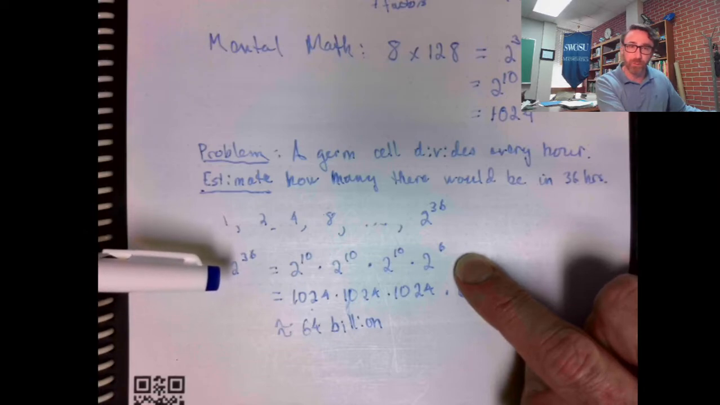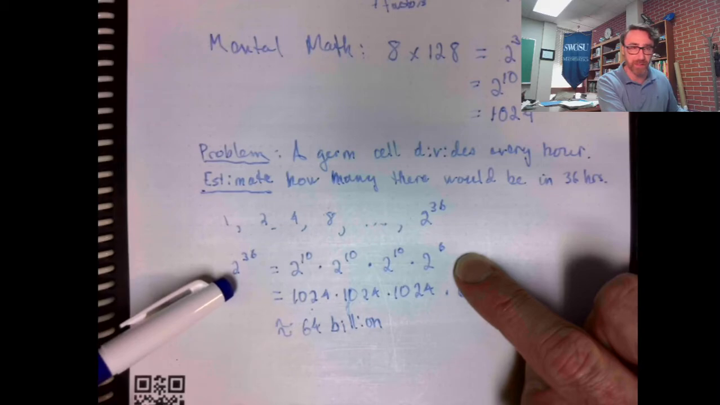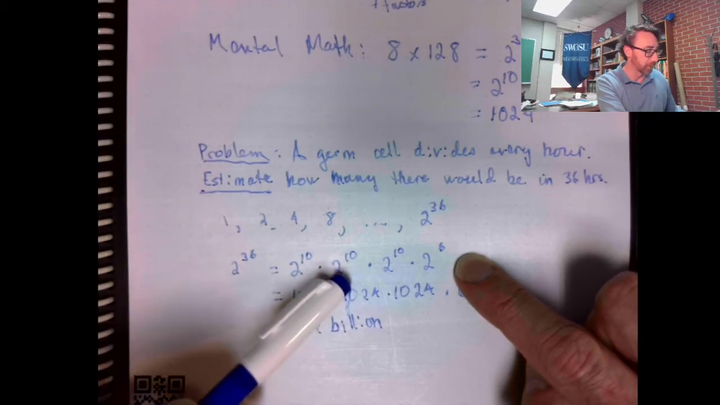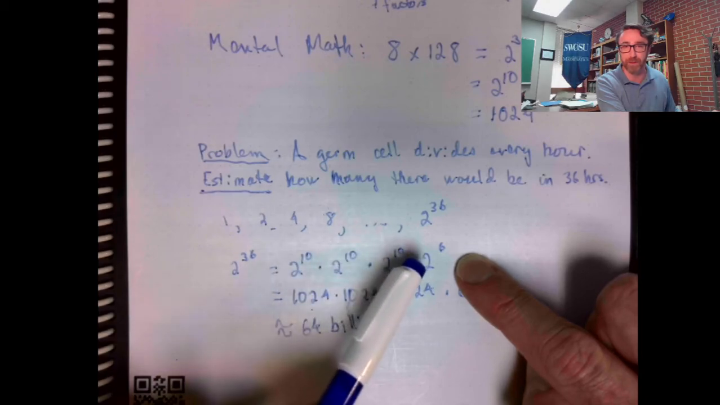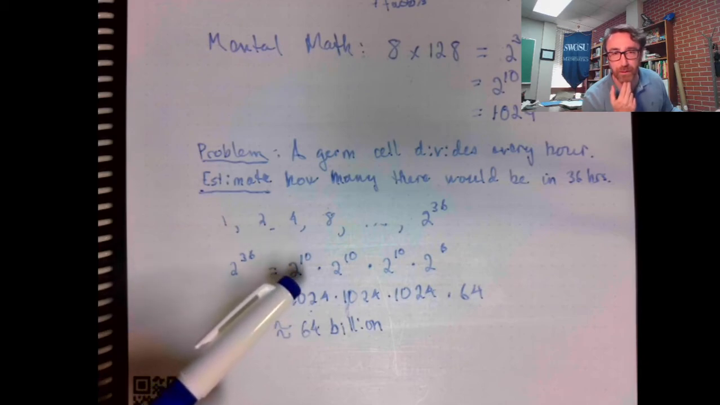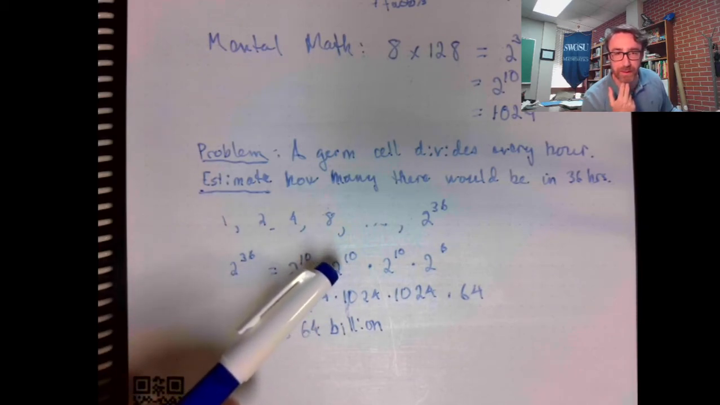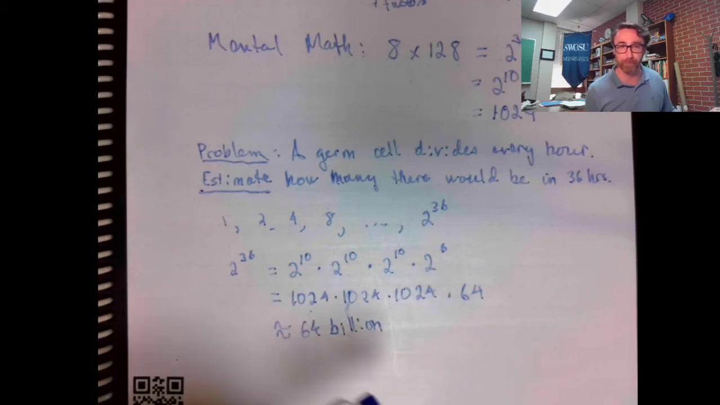If I use my rules for exponents backwards, I get this. I can replace my 2 to the 36 with 2 to the 10 times 2 to the 10 times 2 to the 10 times 2 to the 6, right? 10 plus 10 plus 10 plus 6 is 36. Now I know each of these. Each of these 2 to the 10s is 1024, and the 2 power 6 is 64.